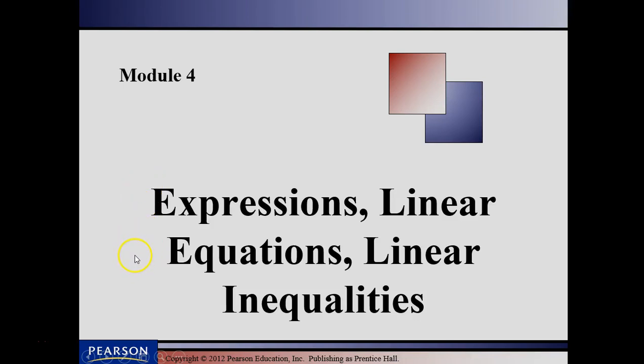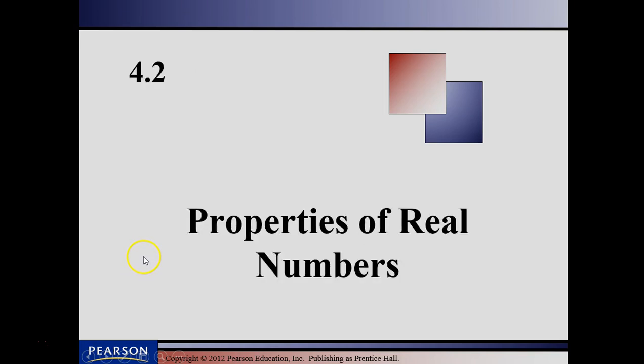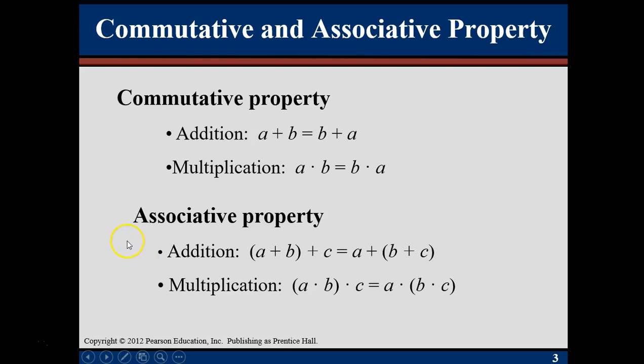Module 4, Expressions, Linear Equations, and Linear Inequalities. In this PowerPoint video, we'll look at Section 4.2, Properties of Real Numbers. There are several properties of real numbers. The first two we're going to look at are commutative and associative. They're both defined for addition and for multiplication, although they're very similar.